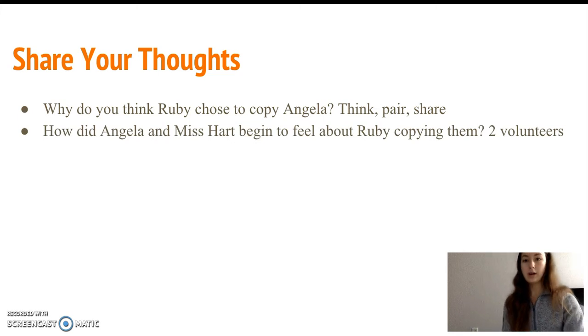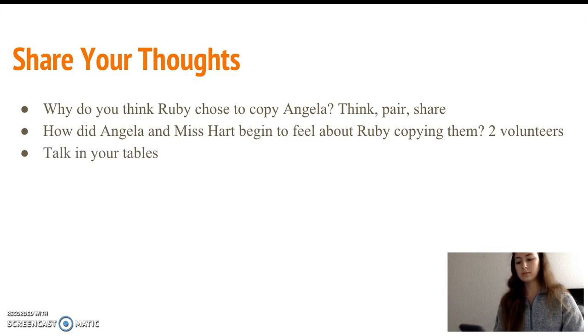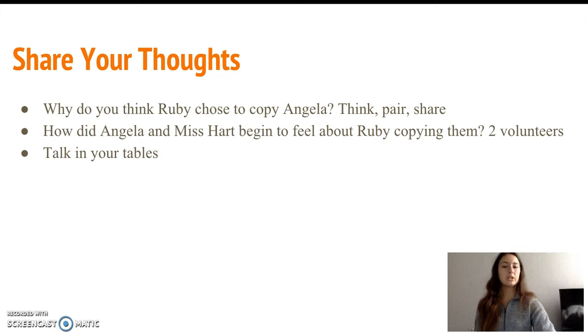So, class, how did Angela and Miss Hart begin to feel about Ruby copying them? Can I get 2 volunteers to maybe share what they infer? All right, now talk in your tables, and each of you share about what you think is going to happen at the end of the story.